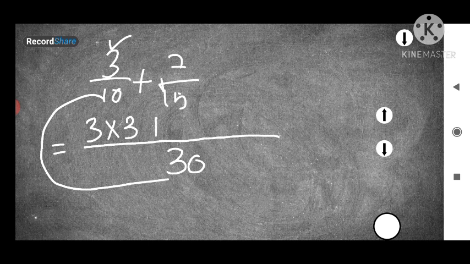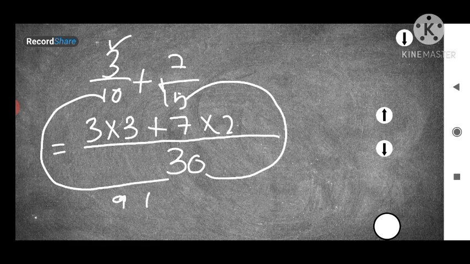Now plus is there, so you will write plus. Now plus 7. Now this denominator and this LCM you will divide. So if you will divide 30 with 15, then what you will get? We will get 2, isn't it? So what we will get? 2 we will get. Now 3 3s is how much? 3 3s are 9 plus 7 2s are 14 is equal to now upon 30.